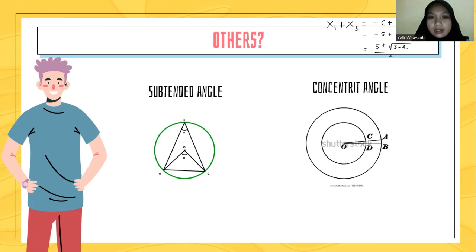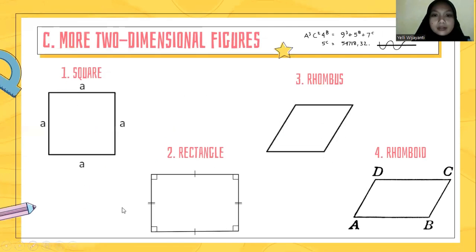This is another angles. Another circle has three angles in it, means subtended angle. And the last one is concentric angle. Next.